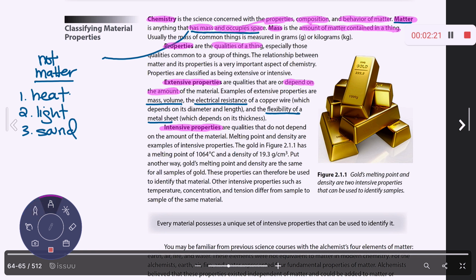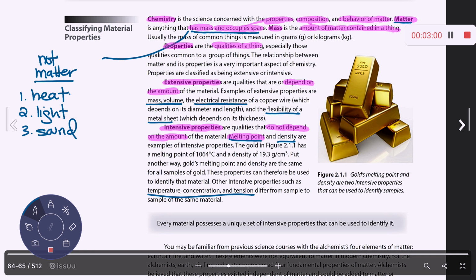Okay, intensive properties do not depend on the amount that I have. So these would be things that are constant for something that's pure. For instance, the melting point of a pure substance would be an intensive property. It doesn't matter how much ice I have, it's always going to melt at the same temperature. Density of a pure substance as well would be an intensive property. Like gold, pure gold would always have the same density. Other things that can be used as intensive properties would be things like temperature, concentration, and tension.